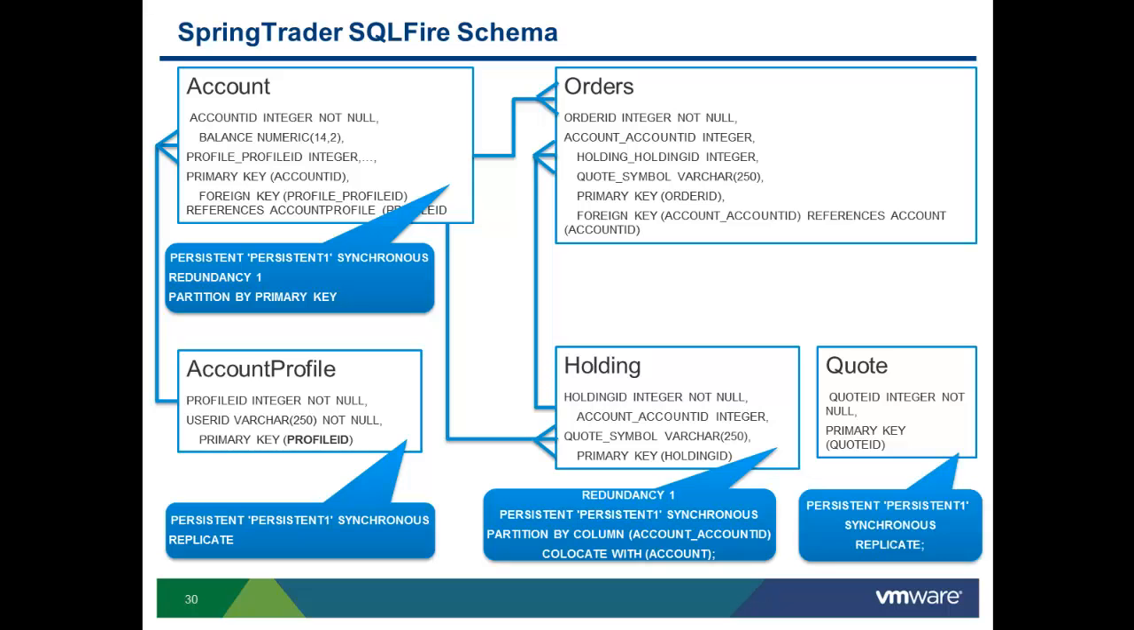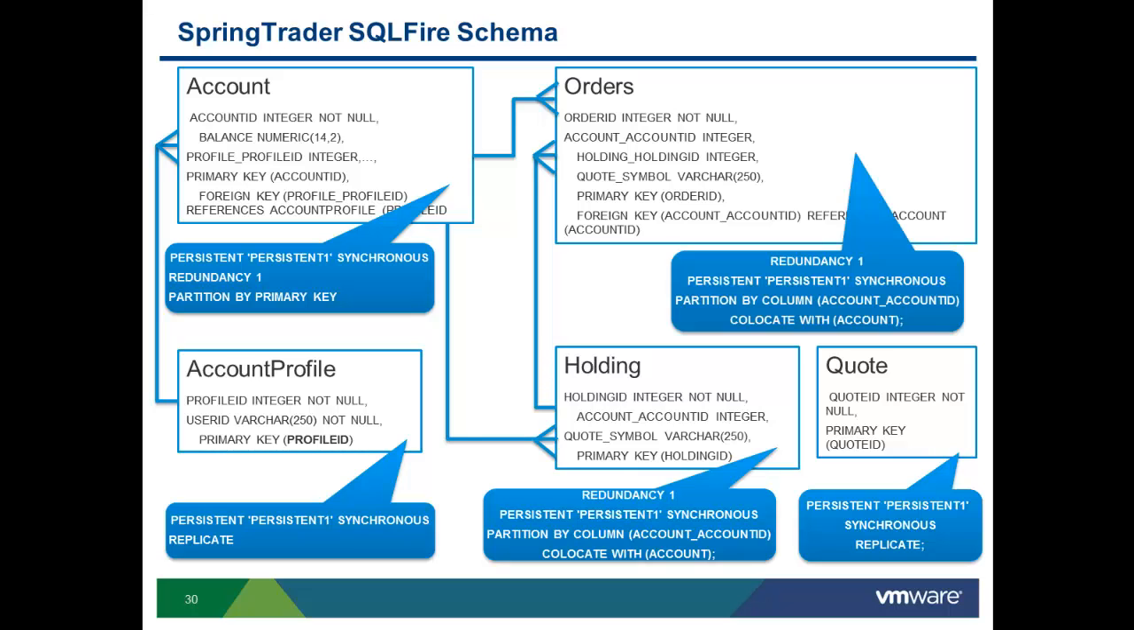The quote table is a simple lookup table, and hence it is replicated on every SQLFire member. The table doesn't change that often. The orders table has one redundant copy. It is persistent, again partitioned by the account ID and co-located with the account partition, for the same reasons that the holdings table was co-located with the account table.